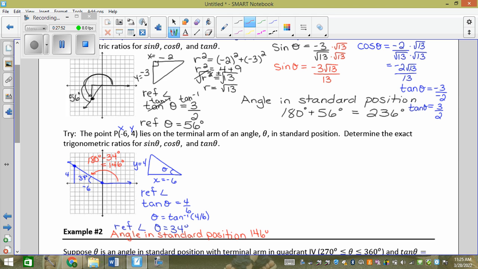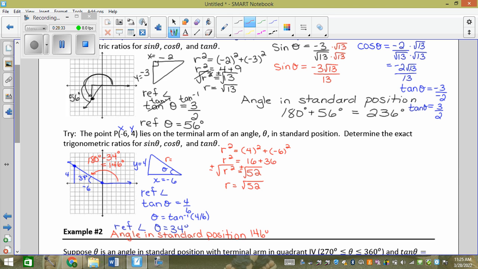So we have sine cos tan. Sine cos tan. What do I need first in order to get my trig ratios? I need to find r. So I'm going to get r squared equals 4 squared plus negative 6 squared. R squared equals 16 plus 36. R squared equals 52. Square root, we get plus or minus. So R equals positive root 52.